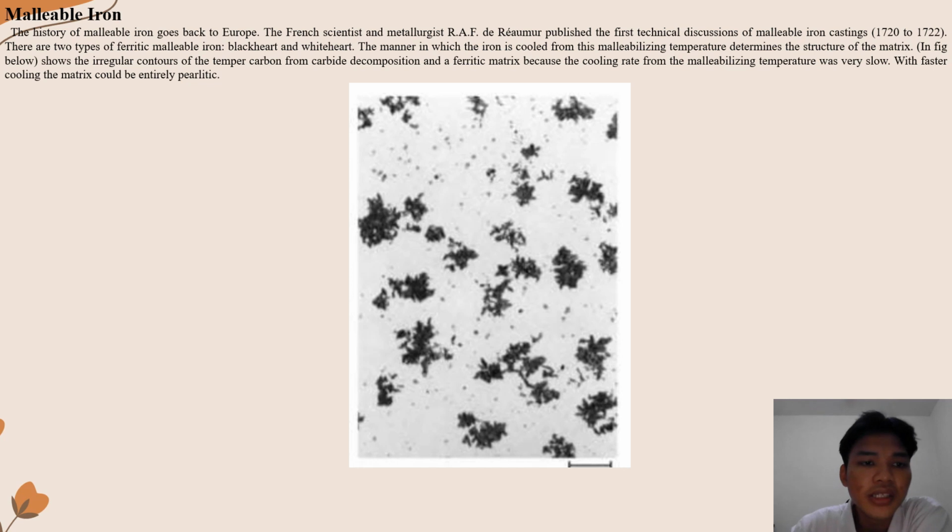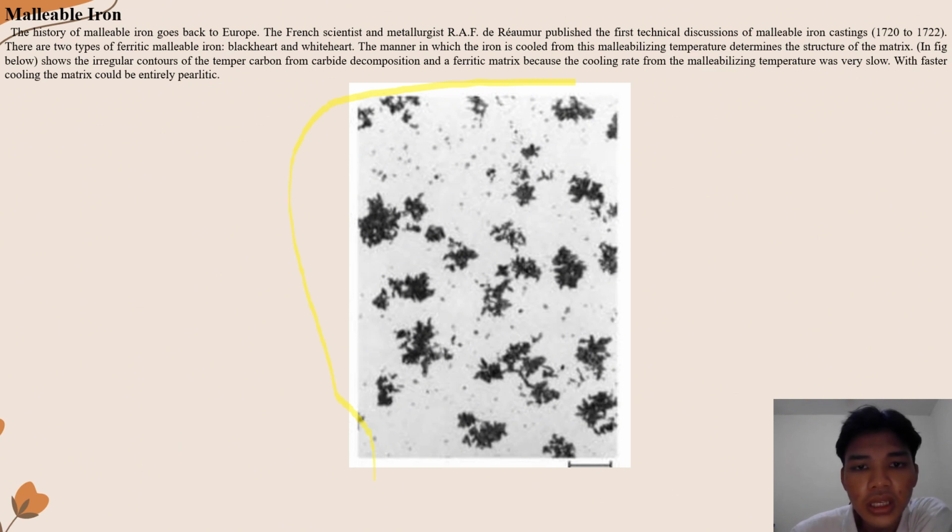Malleable iron. The history of malleable iron goes back to Europe. The French scientist and metallurgist R.A.F. de Réaumur published the first technical discussion of malleable iron casting in 1720. There are two types of malleable iron, blackheart and whiteheart.